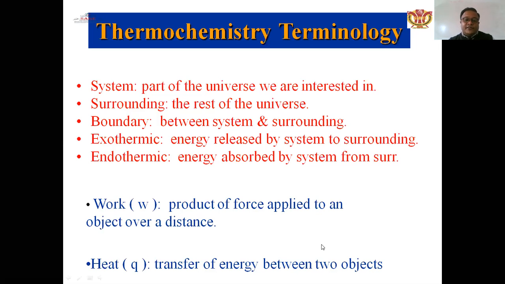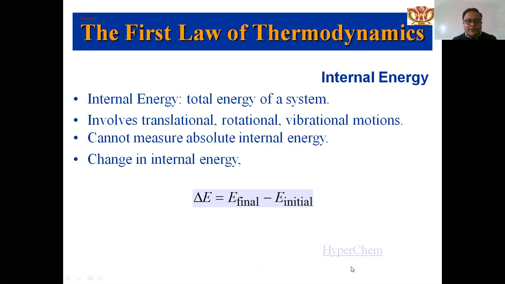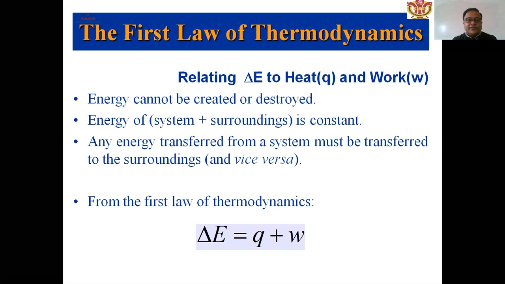Work is defined as the product of force applied to an object over a distance, already explained in the strength of materials and applied mechanics subjects. Heat is the transfer of energy between two objects. The first law of thermodynamics: the internal energy. The total energy of a system is called the internal energy. It involves translational, rotational and vibrational motion, and we cannot measure absolute internal energy. The change of internal energy is the final internal energy minus the initial internal energy. The first law of thermodynamics also relates the change of internal energy to the heat and the work.